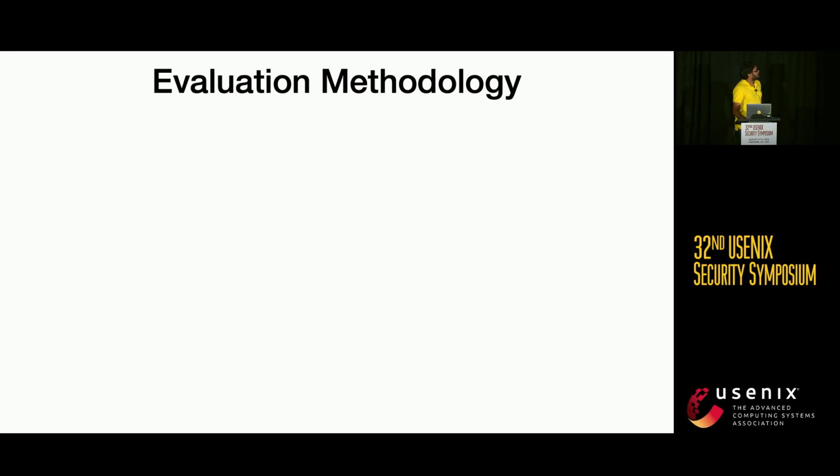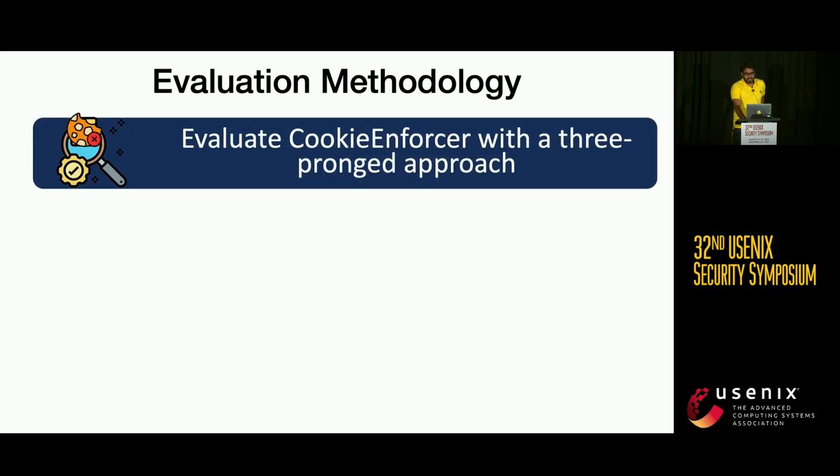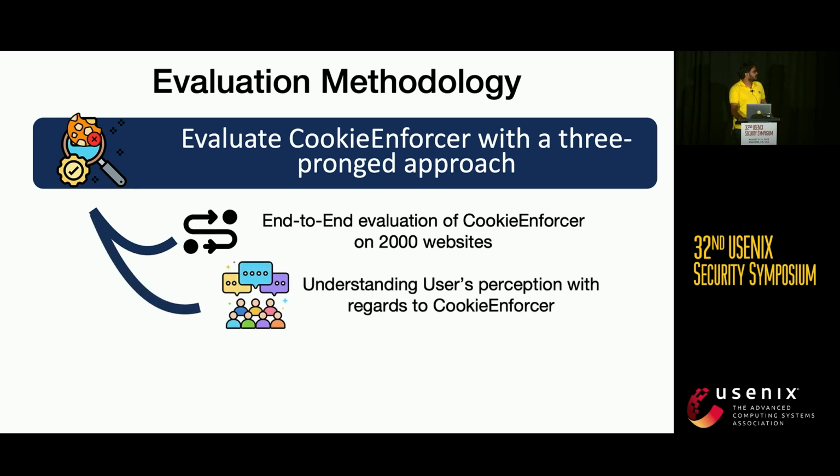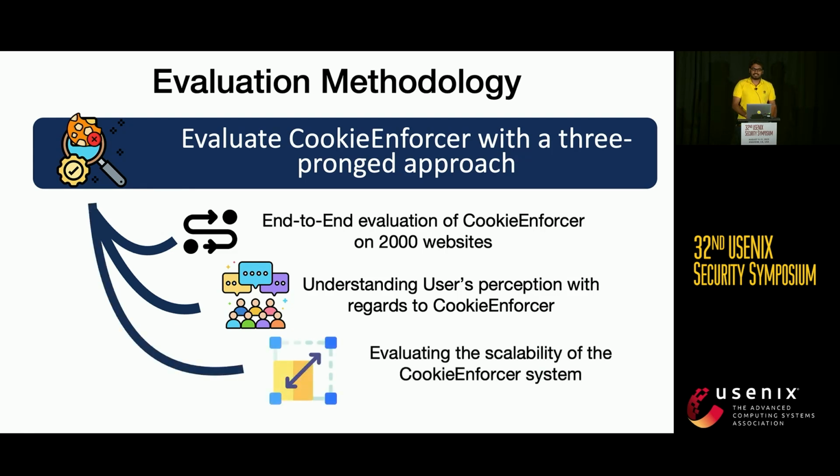Okay, so let's now look at the evaluation methodology. We evaluate Cookie Enforcer with a three-pronged approach. First, we perform an end-to-end evaluation on 2,000 websites to see how the system performs. Next, we conduct user studies to understand users' perceptions. And finally, we conduct a scalability study to test whether Cookie Enforcer can work at scale.